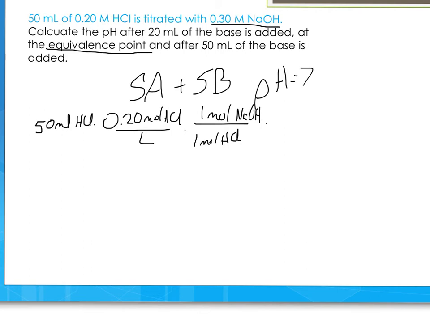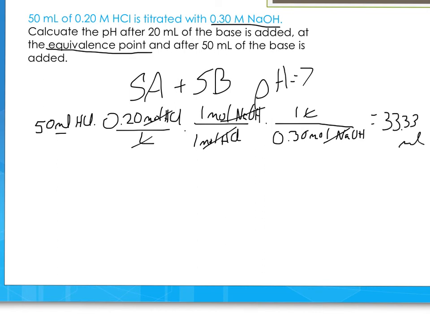And our sodium hydroxide concentration is 0.30 moles of NaOH per 1 liter. And if we cancel out units, moles of HCl, moles of sodium hydroxide, liter, we're left with units of milliliters. And the volume of sodium hydroxide needed to reach the equivalence point is 33.33 milliliters. Just a nice little bit of information. All right.